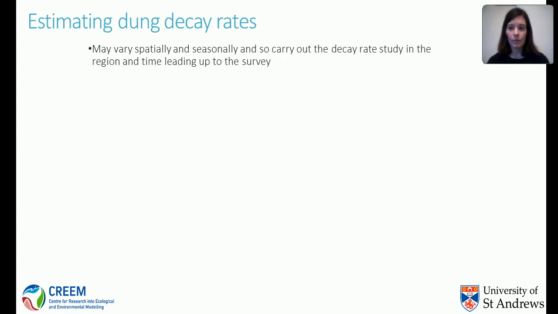To estimate the rates at which dung may decay, you have to consider that these decay rates will likely vary seasonally and spatially. And so it's important to carry out the decay rate study in the region and the time leading up to the survey. And this is true for many multipliers that we discuss. In order for the multiplier to be applicable to your main survey, it has to be relevant to the animals that are occurring within your main survey. So if you have to do any auxiliary experiments in order to get these rates or these parameters, bear in mind that they need to be appropriate for the time and place of your main survey.